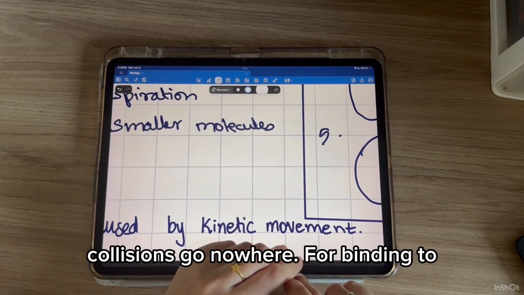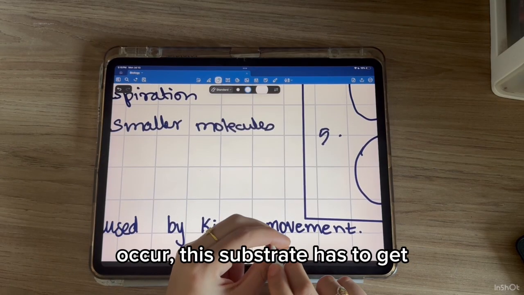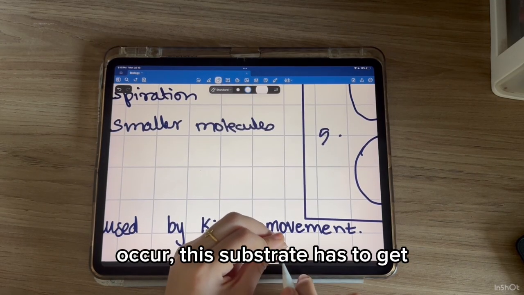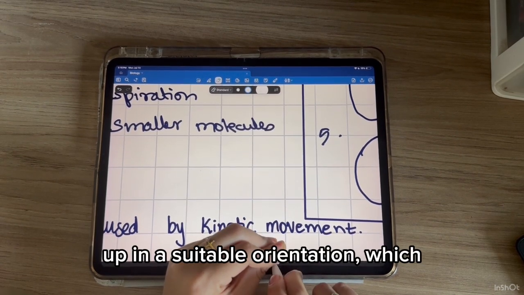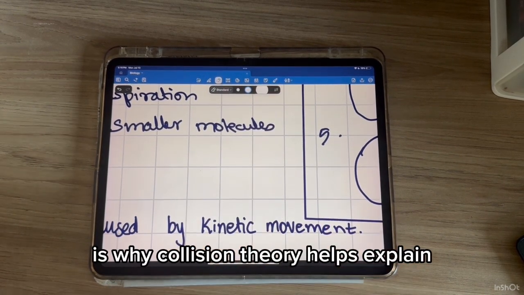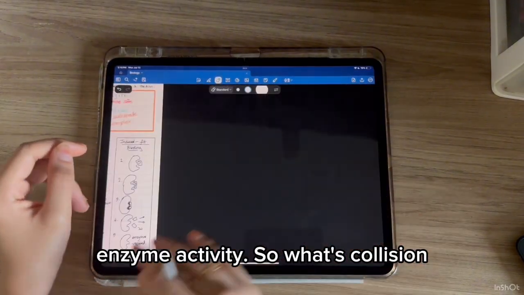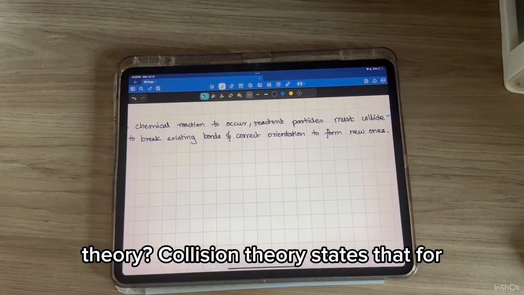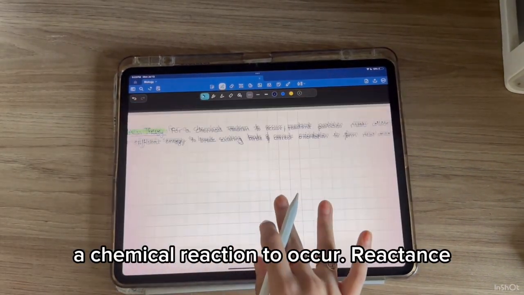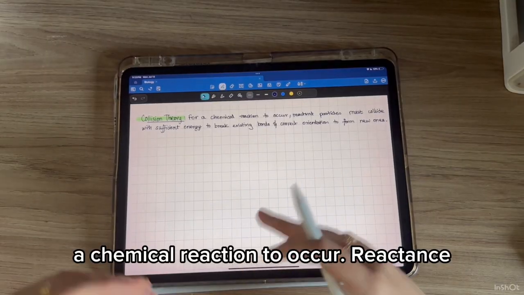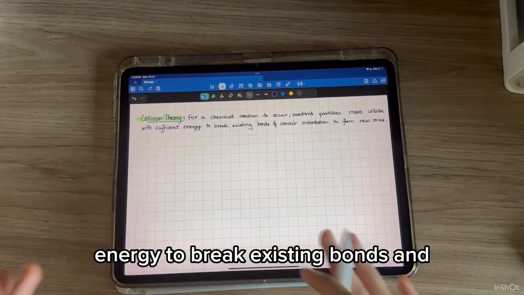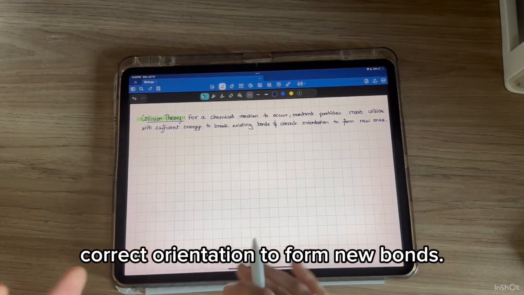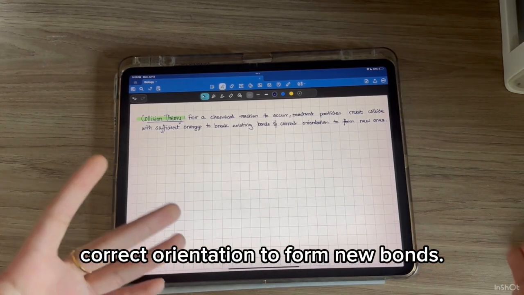Many collisions go nowhere. For binding to occur, the substrate has to get close enough and line up in a suitable orientation, which is why collision theory helps explain enzyme activity. So what's collision theory? Collision theory states that for a chemical reaction to occur, reactant particles must collide with sufficient energy to break existing bonds and correct orientation to form new bonds.